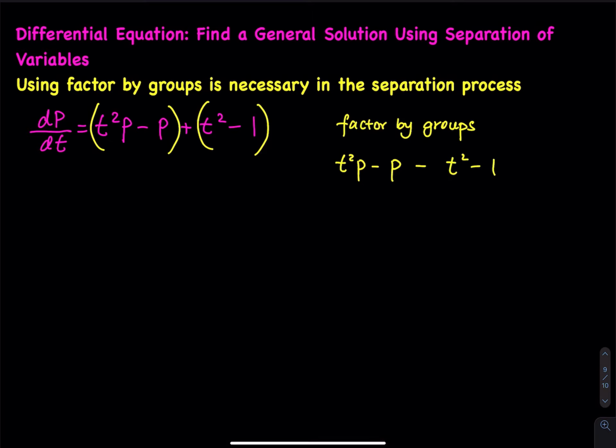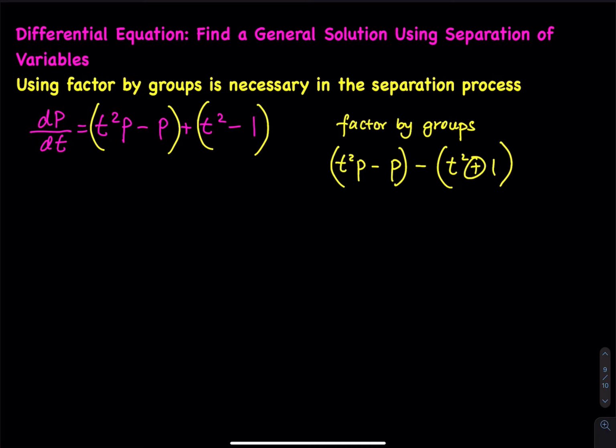If the sign between the 2 parentheses is minus, then when you group the first 2 terms and the last 2 terms, you have to change the minus 1 to a plus 1. This plus 1, because when you distribute the minus, you have your minus t squared, and then you have your minus 1 back.